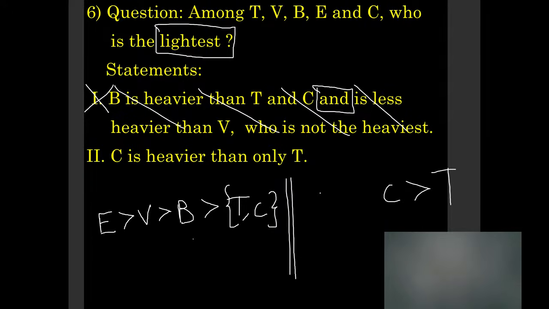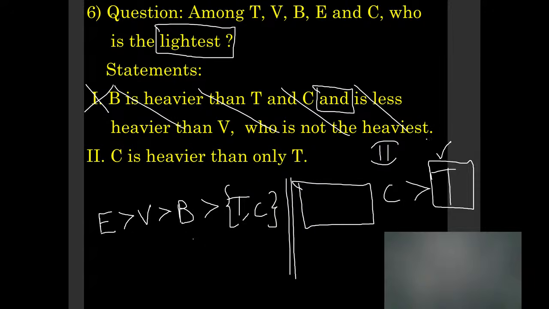C is heavier than only T means all other people will be before C only. So it means T is the least. T is the lightest. From 2 alone, we can get the answer. Irrespective of whoever is before C, our question is to find who is the lightest. So T is the lightest as T is the least person. So from 2 alone, we can get the answer. 1 alone is not sufficient. 2 alone is sufficient. So the answer for this one is 2 alone.